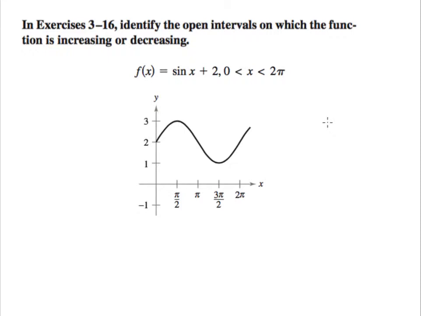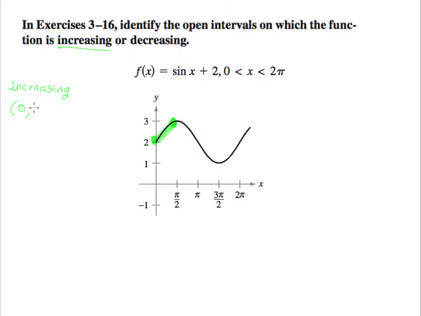In our first example, let's find the intervals in which this function f of x is increasing or decreasing by looking at the graph of the function. So let's start. How do I find the intervals where the graph is increasing? Well, that's when the graph is going up. So it appears my graph is increasing in this area, which is starting at 0 and going to pi over 2.